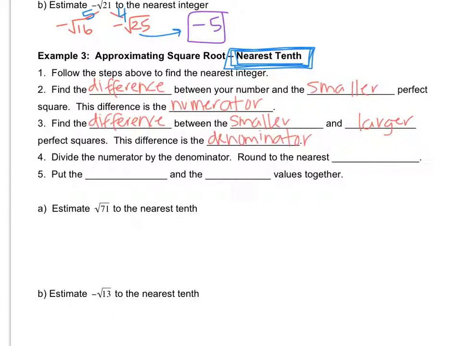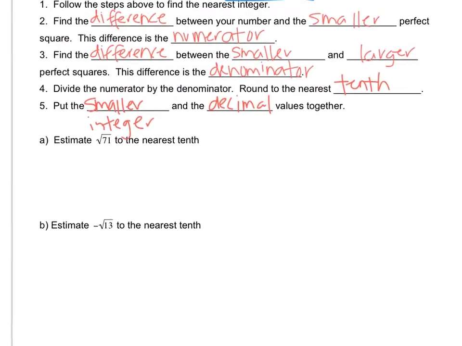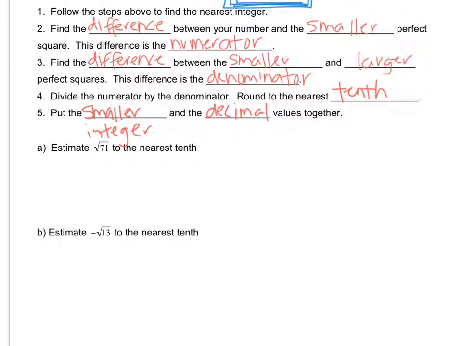Then you say, well, how am I rounding to the nearest tenth if I'm doing something with a numerator and a denominator? And the answer is that in step 4 you're going to do the division of the fraction and obviously round to the nearest tenth. You're going to put the smaller integer and the decimal together. So a lot of steps because we're getting more precise with our calculations, so let's look at one. So we're going to estimate the square root of 71.